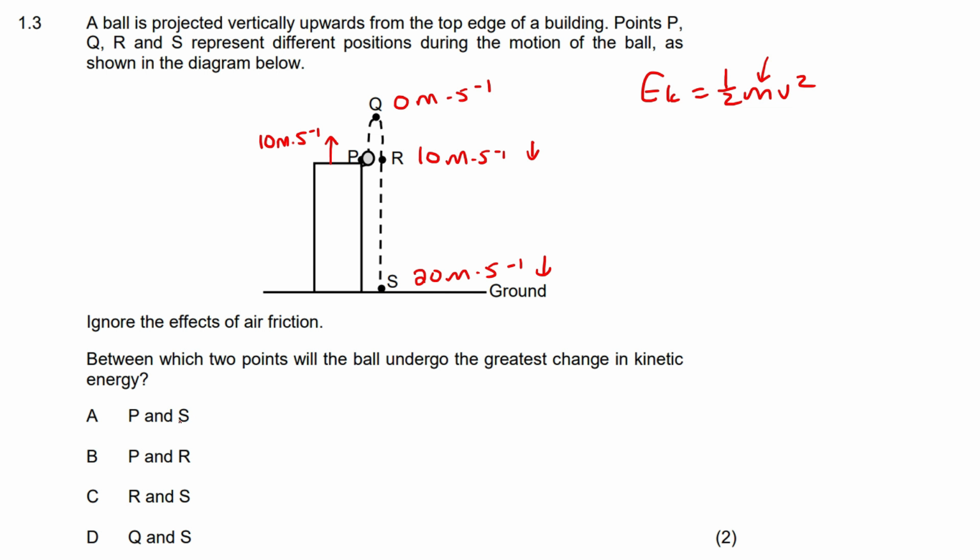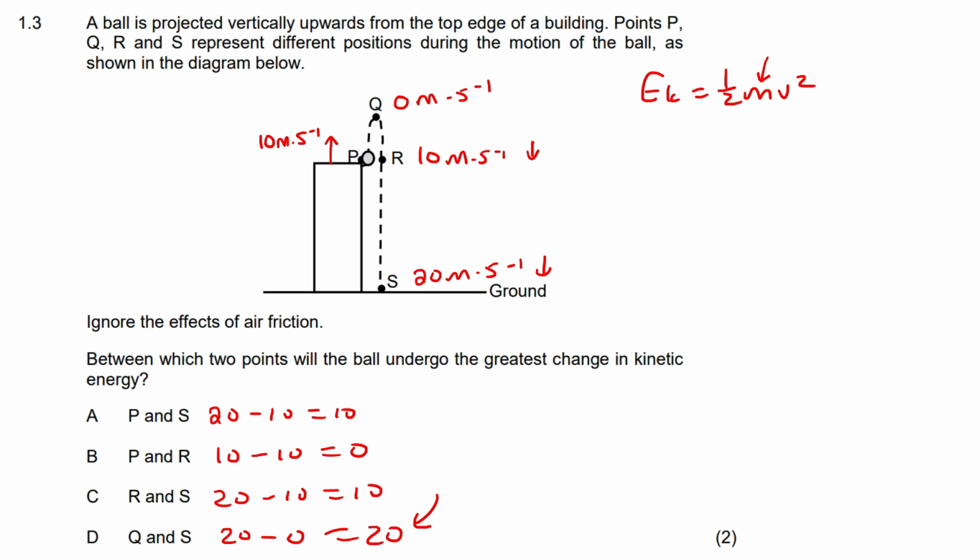Between P and R, that would be between 10 and 10. So that would not be anything. Because P and S was 20 minus 10. P and R was 10 minus 10. R and S, that would be 20 minus 10. And then Q and S would be 20 minus 0. So look at that. That is where the biggest change is, from Q to S. So the answer is D.